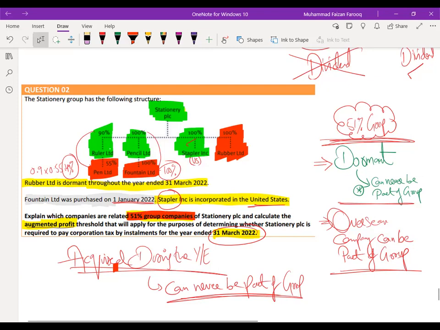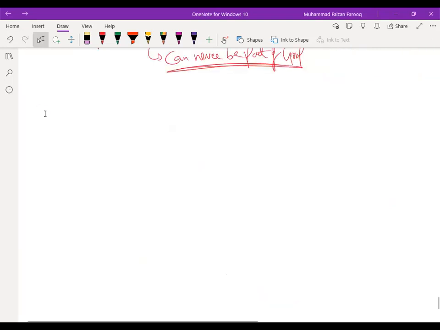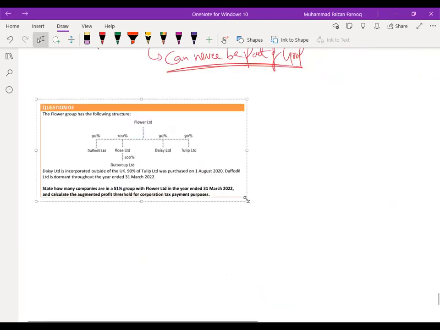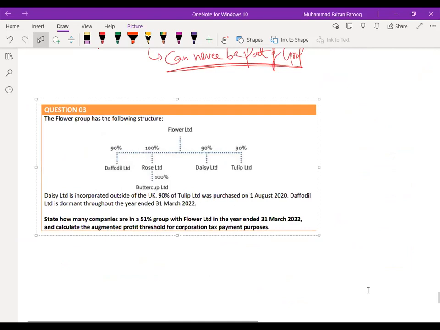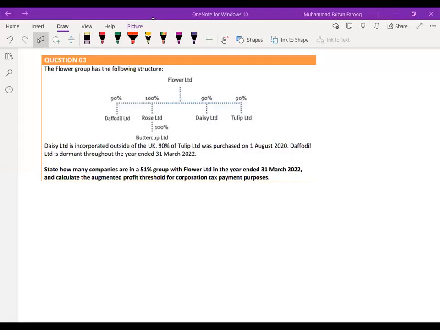Okay, note it down. Now I need you to tell me the answer of this question, which is Flower Limited. I need you to try it, please. Just tell me which is the 51% group. Yes, tell me the answer, please.